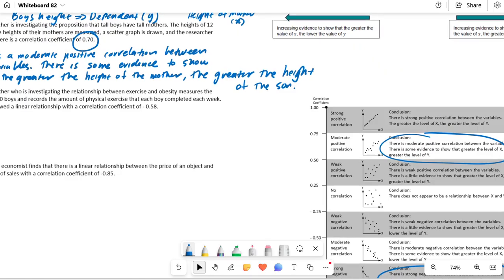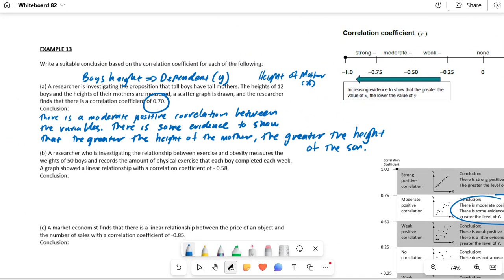It's definitely worth practicing several of these because there's a very high chance of being asked to interpret the correlation coefficient during assessment in general maths. So please go ahead and try some more of these questions.